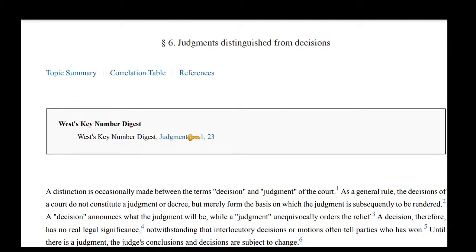So we're on to section 6. Judgments distinguished from decisions. Ooh, really splitting hairs here.